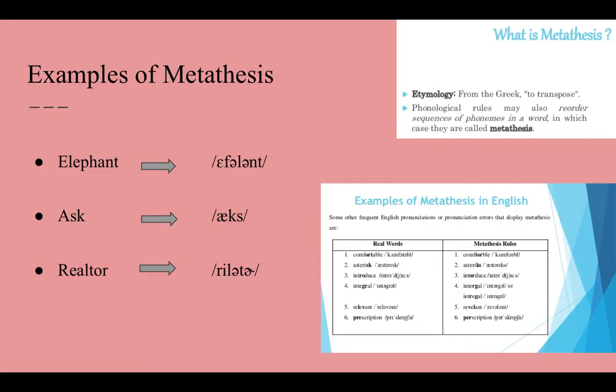So, for three examples of metathesis, I also got these from the textbook. They're the words elephant, ask, and realtor. And I used the IPA phoneme keyboard that our professor gave to us. These arrows are pointing to the phoneme keyboard, the examples. And then also, these two Google images I got are just other examples of metathesis and what is metathesis.